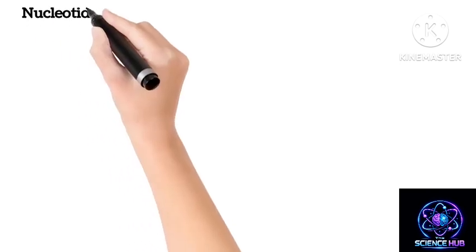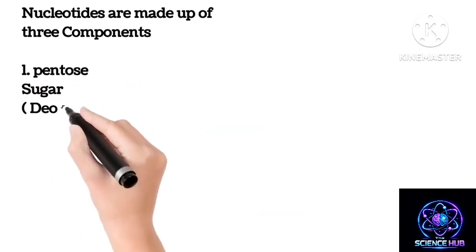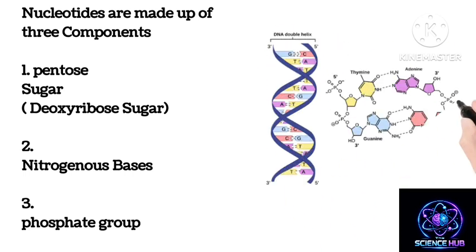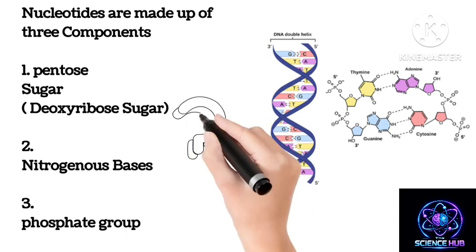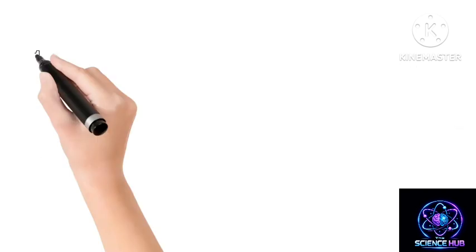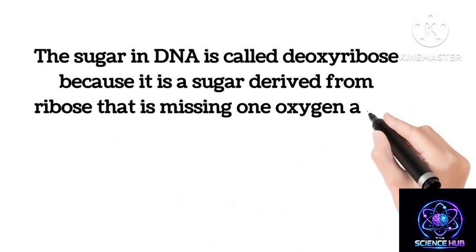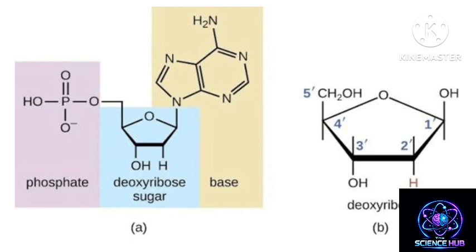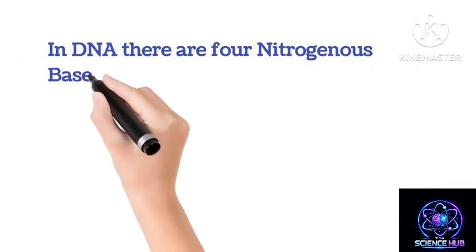Number 1, a pentose sugar, that is deoxyribose. Number 2, nitrogenous bases. 3, phosphate group. Pentose sugars are called deoxyribose sugars because this 5-carbon ring carbohydrate, that is sugar, does not have an oxygen at carbon number 2. This is because a hydrogen atom is present in place of the hydroxyl group at carbon number 2. There are 4 types of nitrogenous bases.